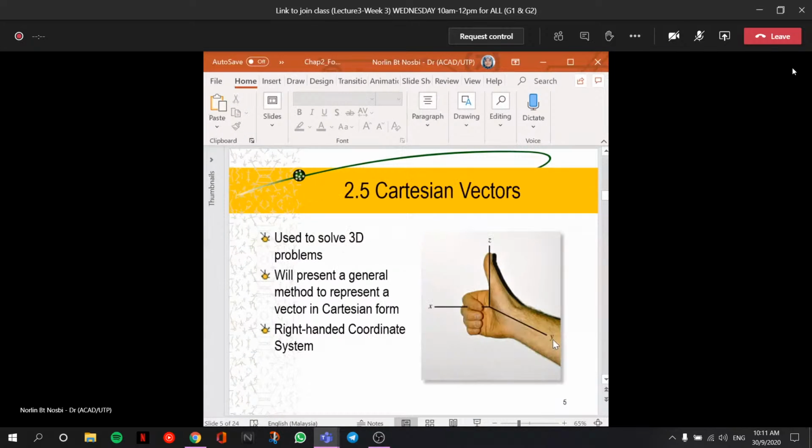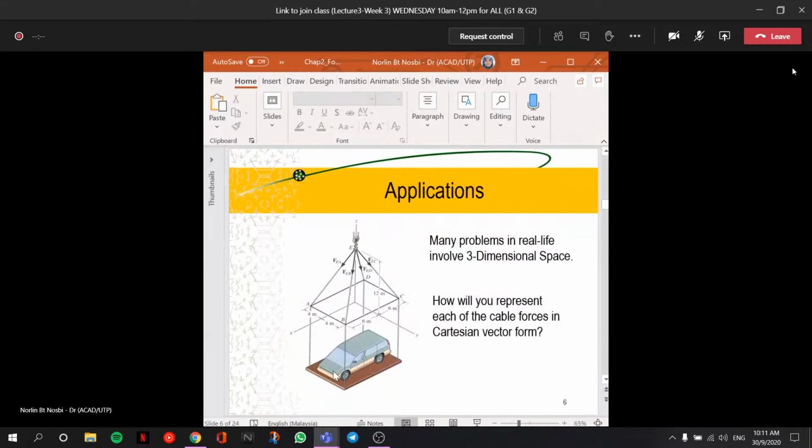So you should all use the right-handed coordinate system. It refers to the 3D vector. For example, in this application, this is a 3D vector shown in real life. So how do you find the resultant force of this cable? Later I will show you how.